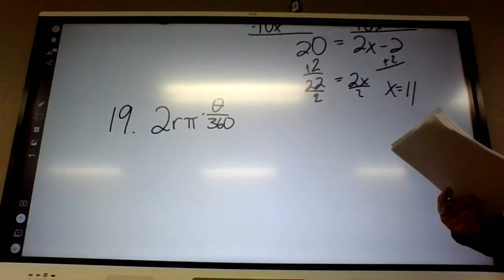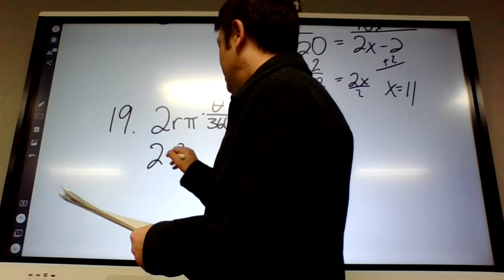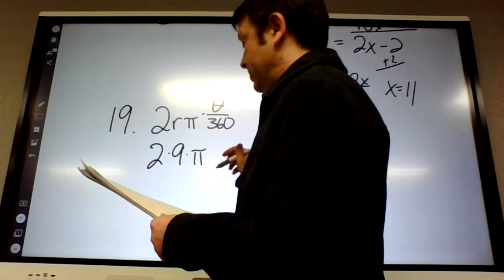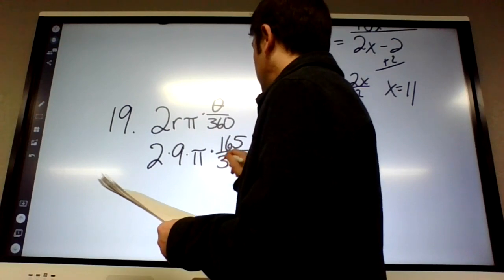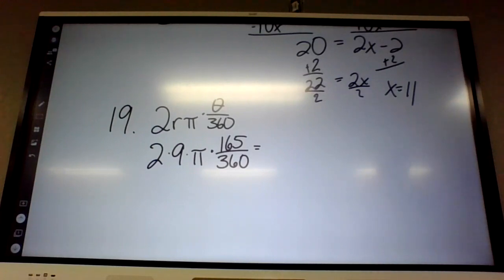Okay, so really we're just plugging the numbers in. The radius on number 1 is 9, and the central angle is 165. A lot of times when we did the circles, we left pi in the answer, but the directions say round to the nearest tenth, which probably means they want us to plug pi into the calculator and turn it into a decimal.